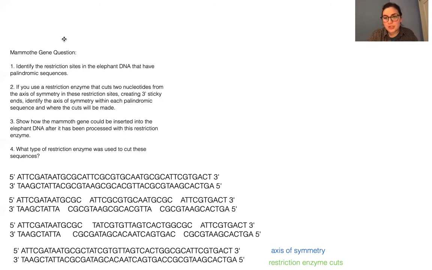and then to insert in the mammoth gene. And so, the way this problem is set up, it's broken down into four parts to help guide you through what you need to think about and through the basic steps of this process so we can get a better understanding of it.